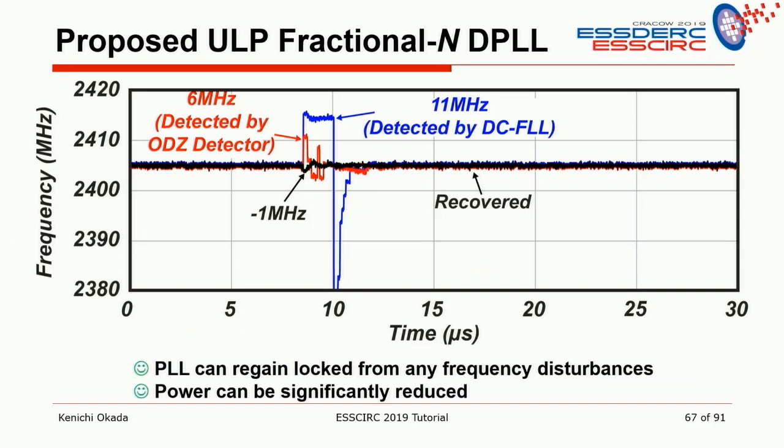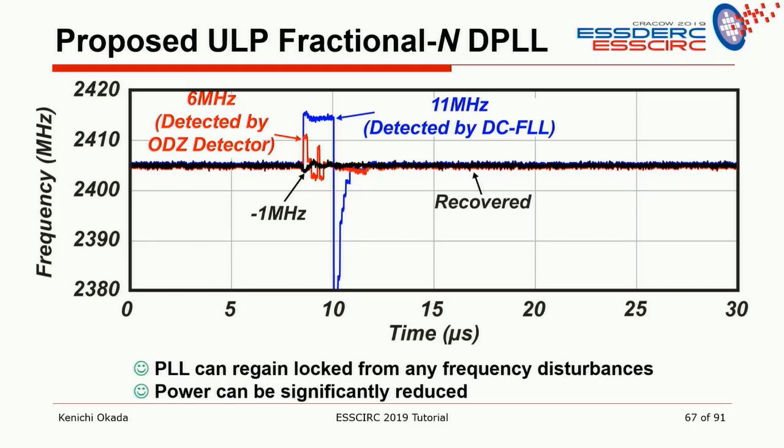Okay, this is the simulation result for the new architecture. The black one is for minus 1 megahertz disturbance. It can easily be maintained by subsampling operation. But the red one is 6 megahertz disturbance. In this case, the coarse DTC and out-of-dead-zone detector can detect it here like this. And one more thing here, the blue one, is the case where FCW becomes plus 1. In that case, the coarse DTC and out-of-dead-zone detector cannot detect it. But the duty-cycled FLL can detect this very special case and can also recover to the original position.